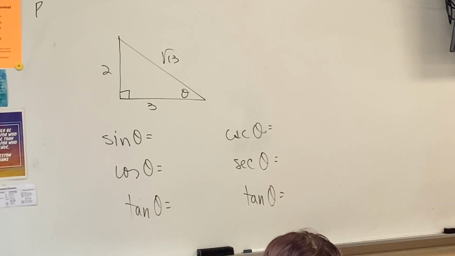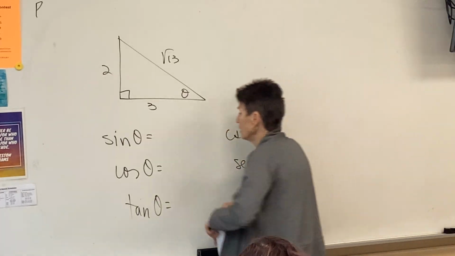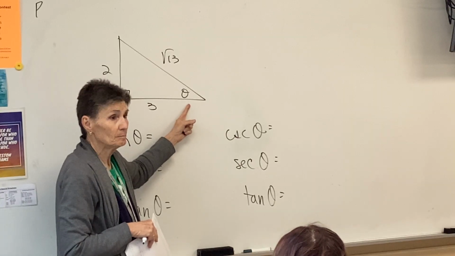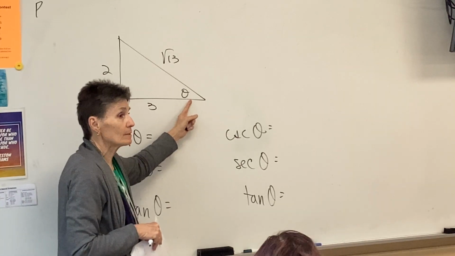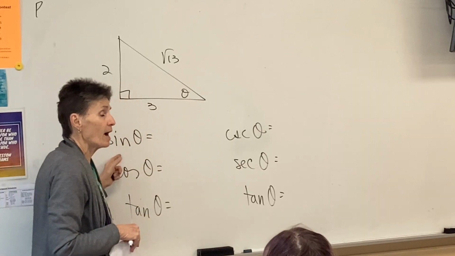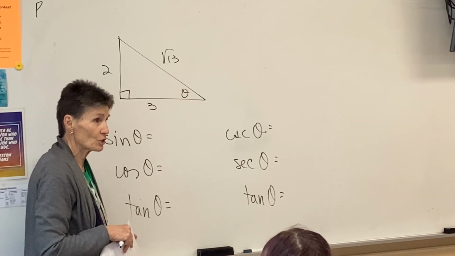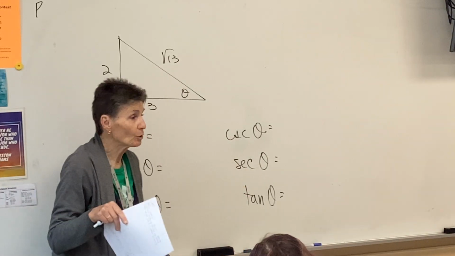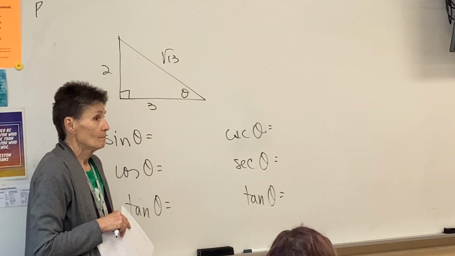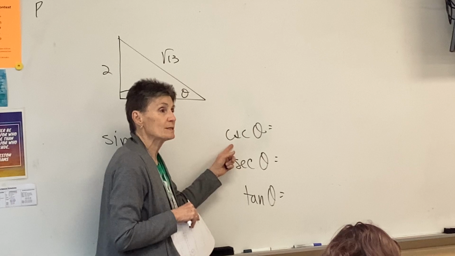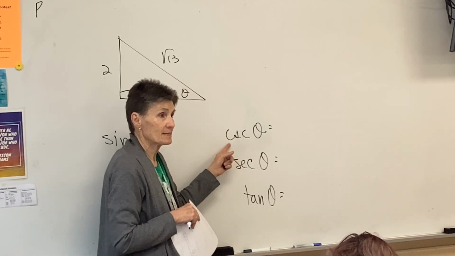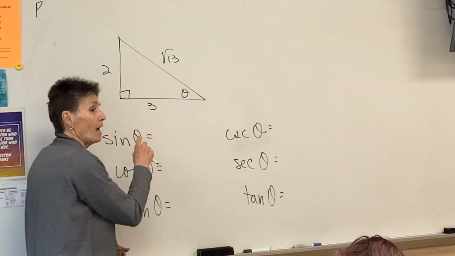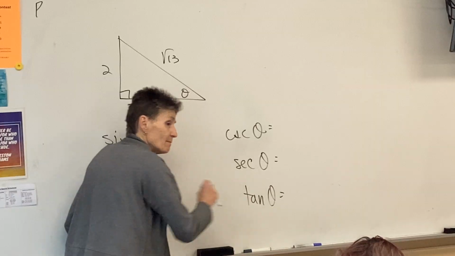So here's the deal. We got a triangle up here. We have an angle. Anybody remember what we call that? What letter is that? Theta. That's theta. That's our angle. And we are going to find the sine, cosine, tangent, cosecant, secant, and cotangent. Those words are on your green sheet. We never write cosecant. We use the abbreviation CSC. That's cosecant.